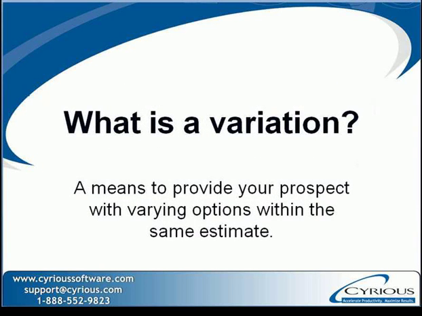A variation is really nothing more than a means to provide your prospect with varying options within the same estimate. Let's go ahead and switch to Control and take a look at some examples.